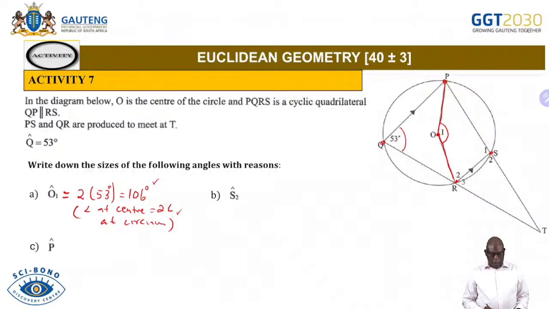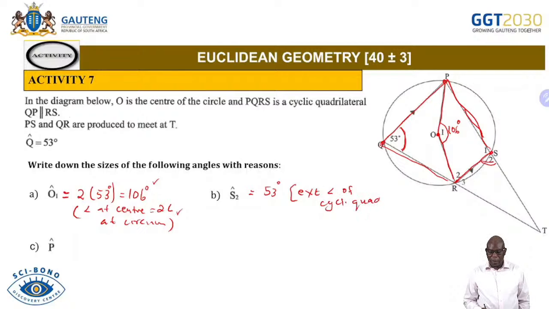Okay. Now, S2. So we already know that this is 106. S2 is the angle, can you see that angle is outside the cyclic quad? So this angle here will be the same as that angle. It's an exterior angle, so this one will be 53 degrees. So we can then write the correct reason: exterior angle of a cyclic quad equals the opposite interior angle.